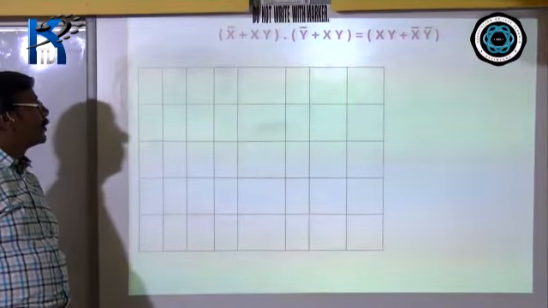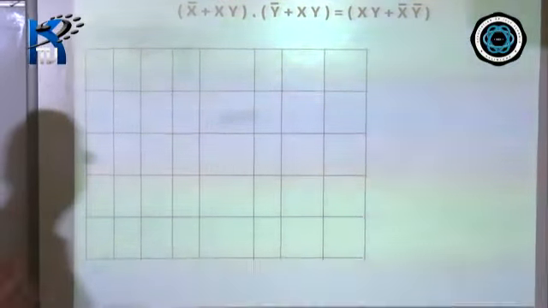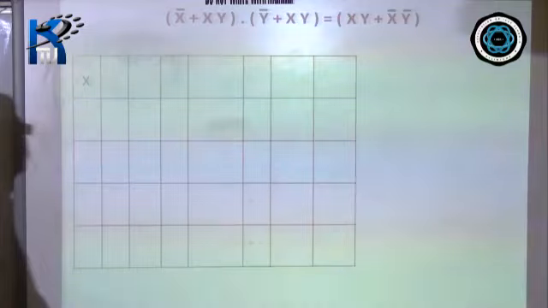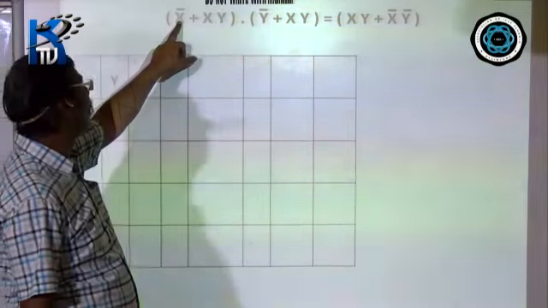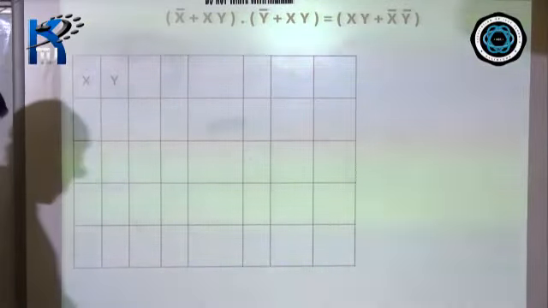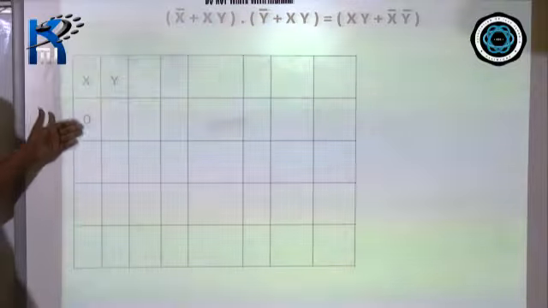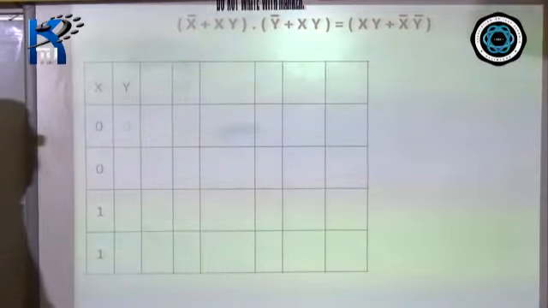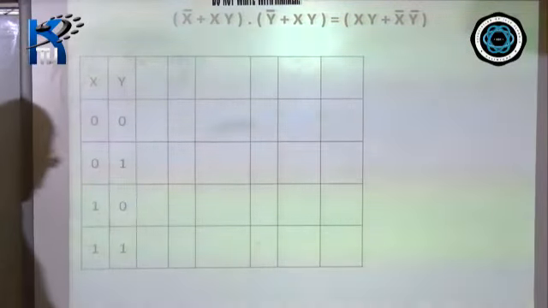Let's first think about the left hand side. For the left hand side we will need around 8 columns, most probably. Let's fill this up. First we have got x and y. Even though in the expression we have got x complement, first we have to take the two literals, x and y. Remember, half will be zeros, half will be 1s. So x is 0, 0, 1, 1. Y will be 0, 1, 0, 1. Fine? So two literals, x and y, and the combinations of zeros and 1s.